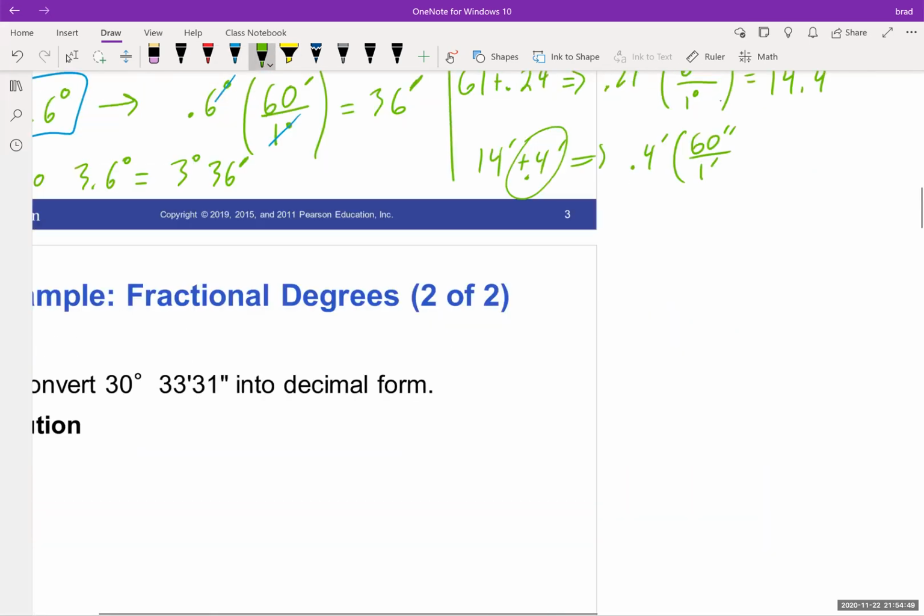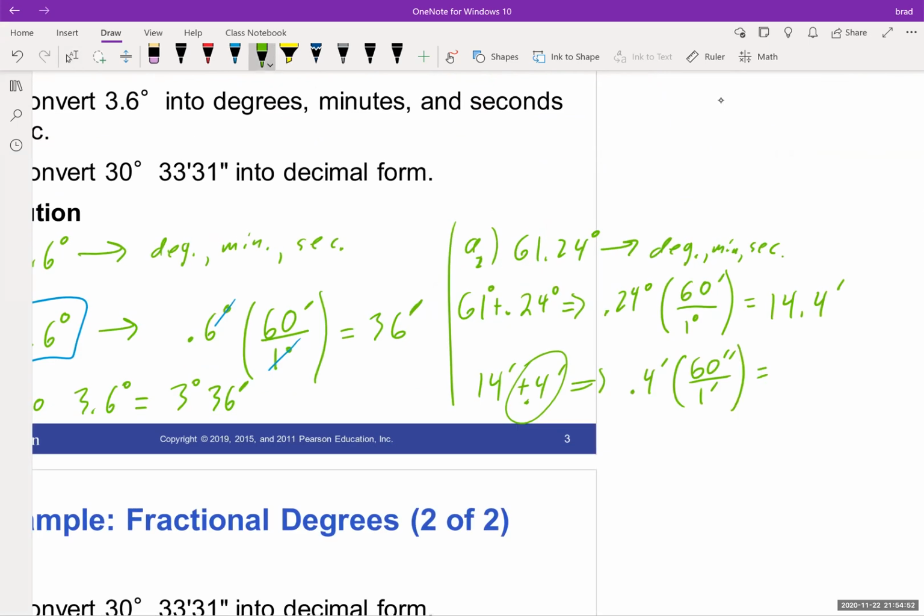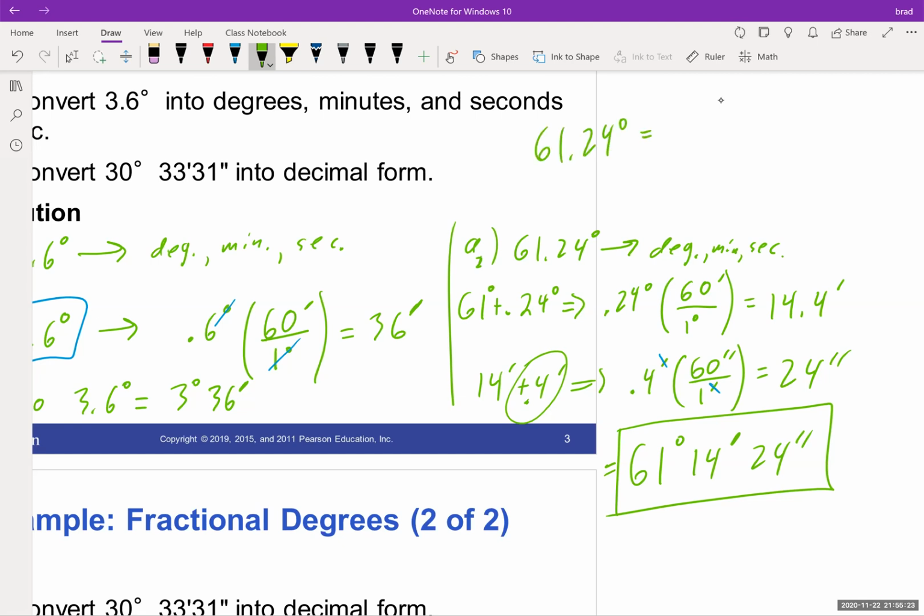All right, so we're going to do the same thing over here. And this is going to become, let me see here, should be 24. And once again, the little labels cancel, right? Those little labels cancel. And we're left with 24 seconds. So that means my final answer is 61 degrees, 14 minutes, and 24 seconds. Okay, so this would be my final answer. So 61.24 degrees is equal to 61 degrees, 14 minutes, 24 seconds. So this is another way to write this, okay?